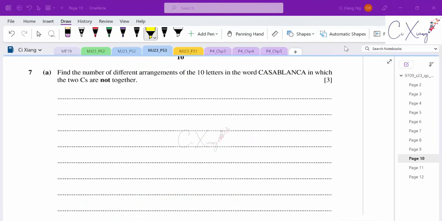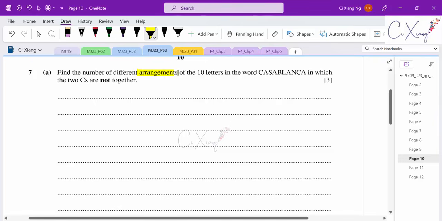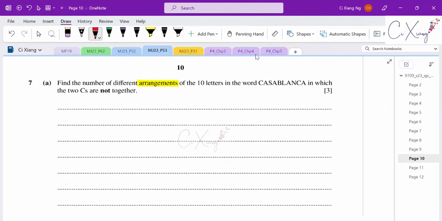Alright, so now we come to the very last question for this paper. They want us to find the number of different arrangements. Highlight the keyword arrangement, which tells you that this is a permutation question. So in your steps later, they very likely will have factorial, then nPr. We have 10 letters in this word, and the restriction here is that the 2 Cs are not together.